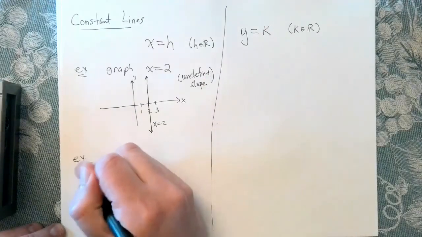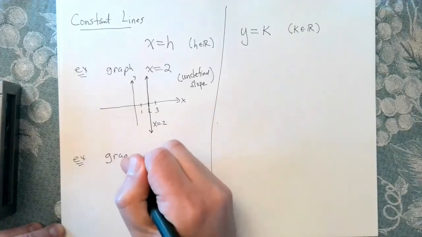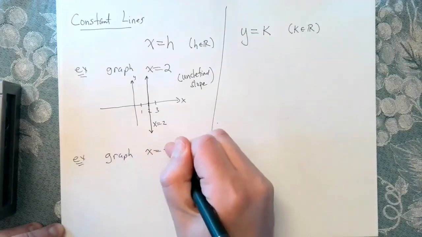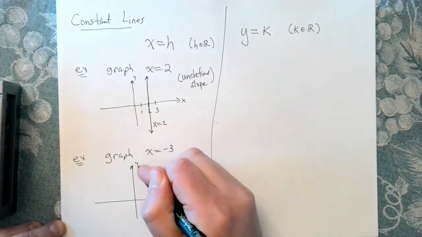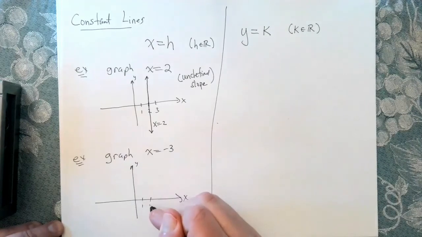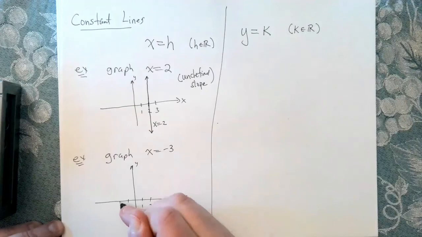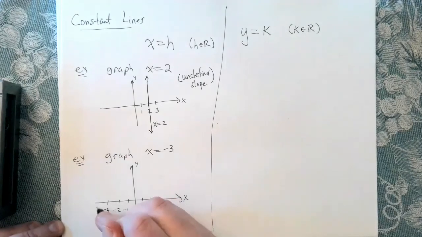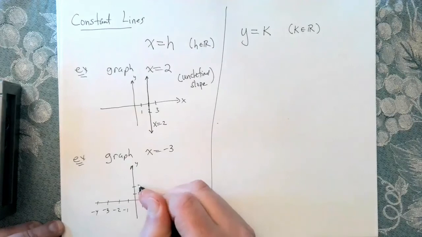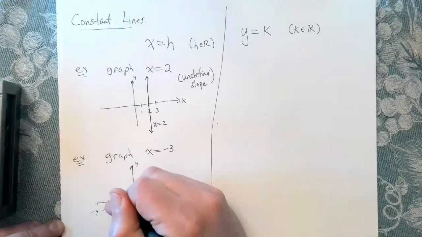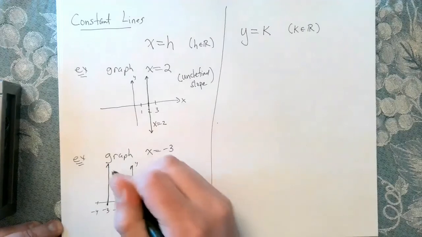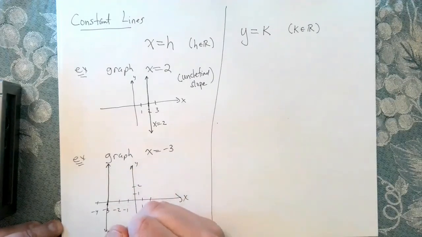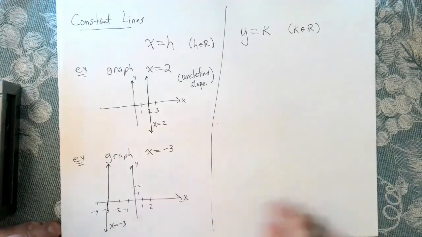Okay, so one more example like this. Let's say we wanted to graph x equals -3. So here's x, here's y. I'm going to put a little bit of a scale on the x-axis, and on the y. Remember, y is free, so this is the collection of all the points of the form (-3, y). So that looks like this. Again, it's parallel to the y-axis and perpendicular to the x-axis. That's x equals -3.